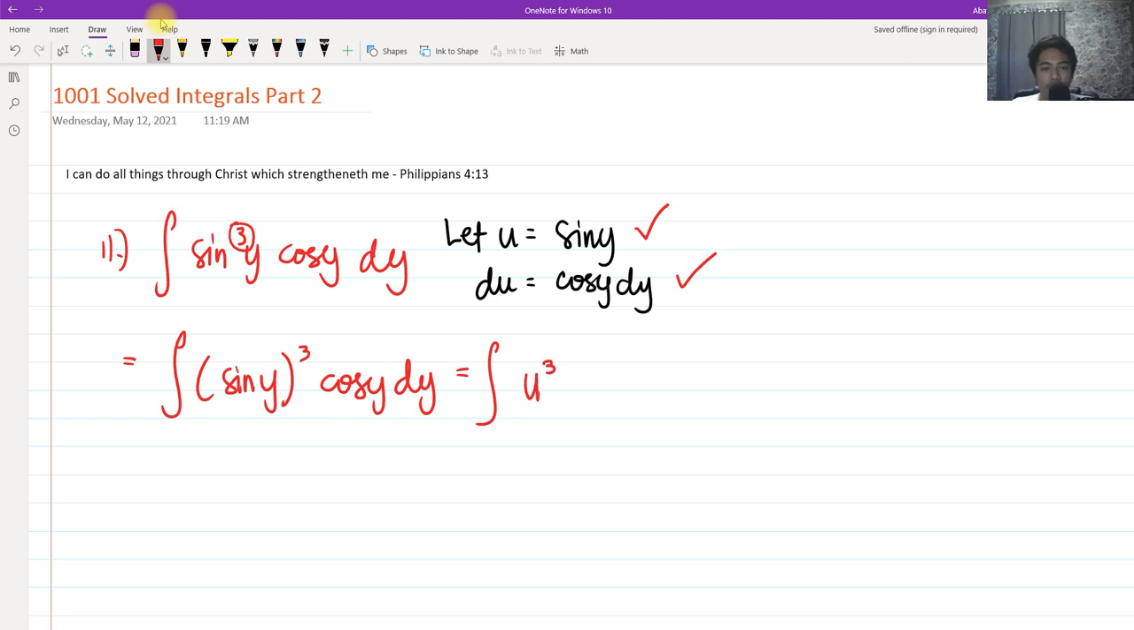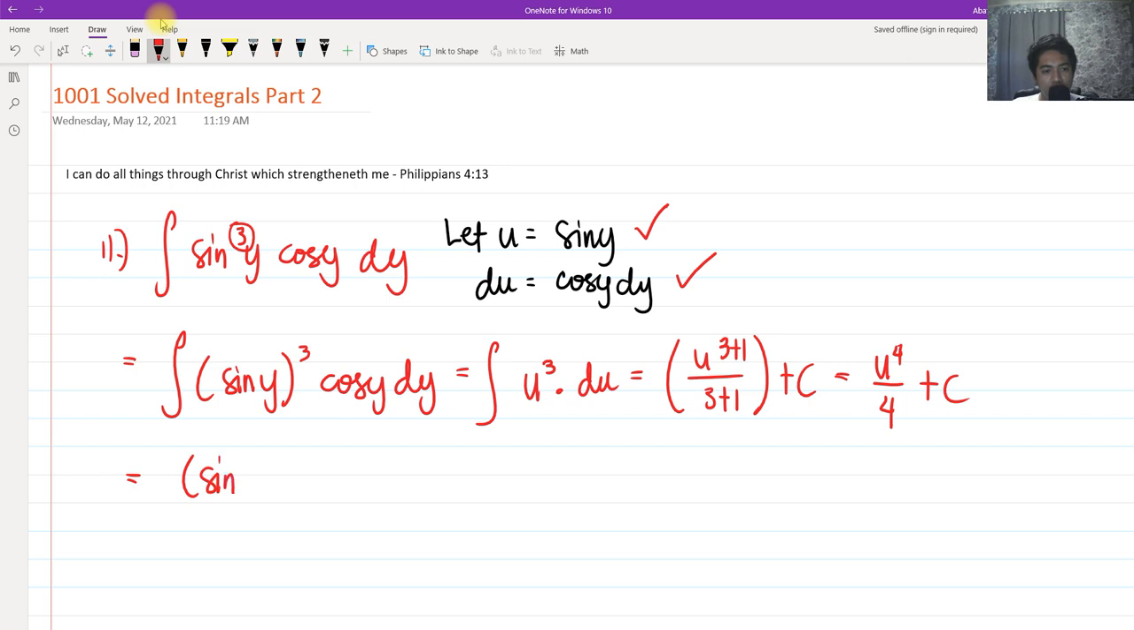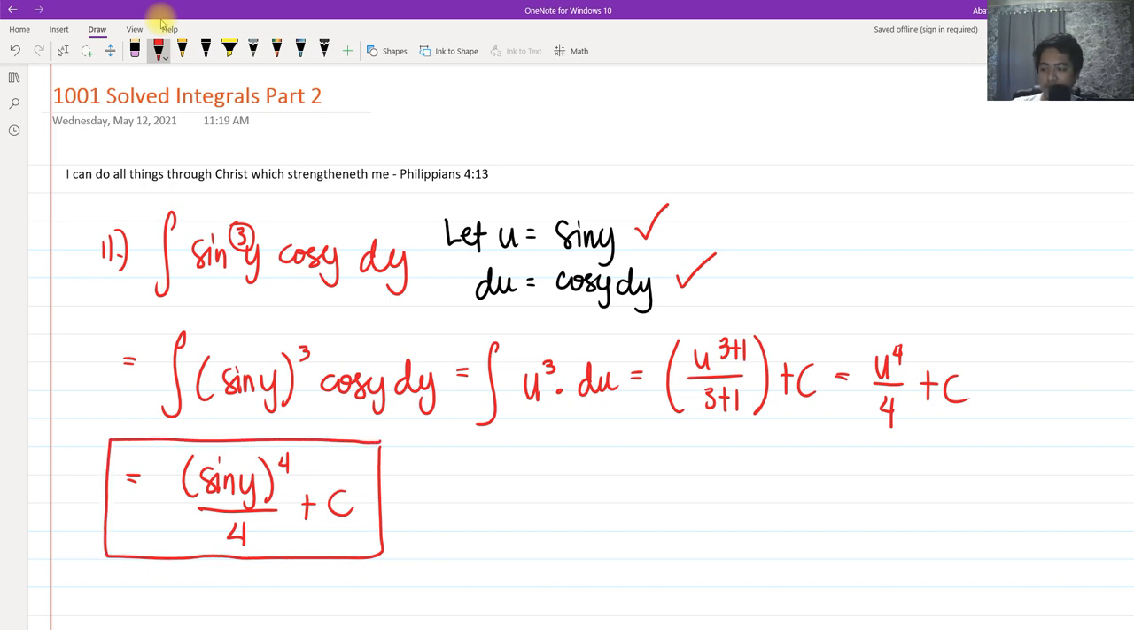So we have u cubed, and then cosine y dy would be our du. So this is only the power formula, u raised to 3 plus 1 all over 3 plus 1, plus c. So this would be u raised to 4 all over 4 plus c. But we need to substitute back the original variable, which is y. Since u equals sine y, we have sine of y raised to 4 all over 4 plus c. So that is how you solve this integral. Okay, so let's go now to number 12.